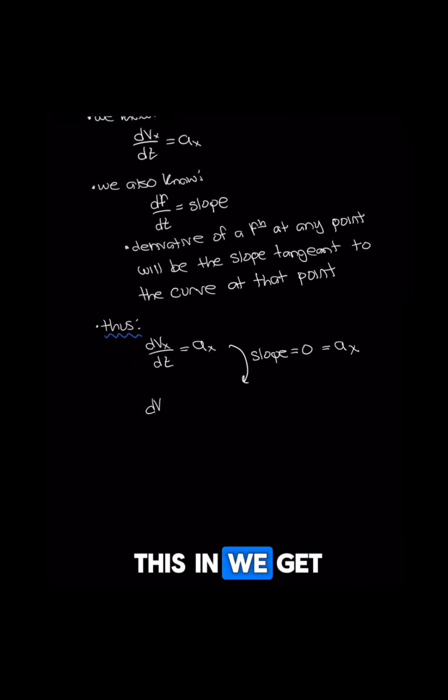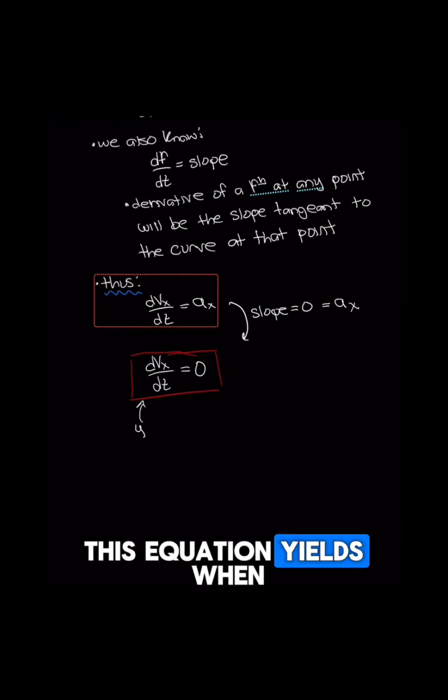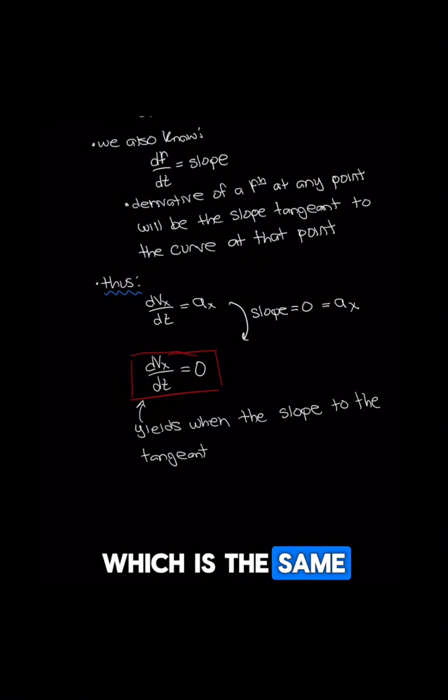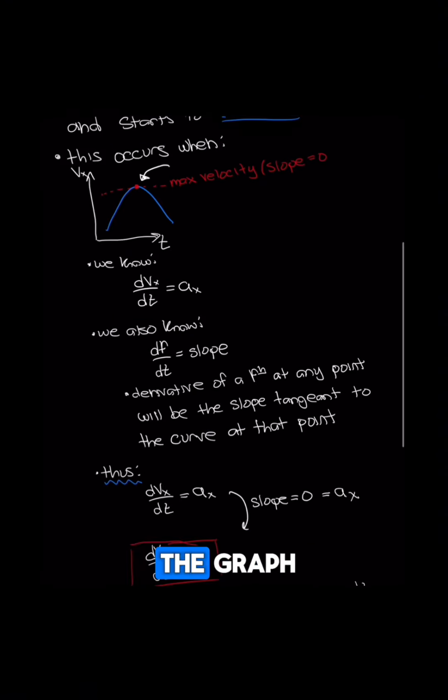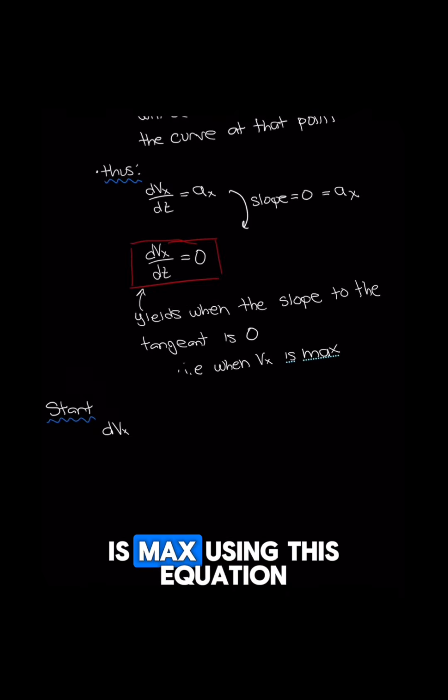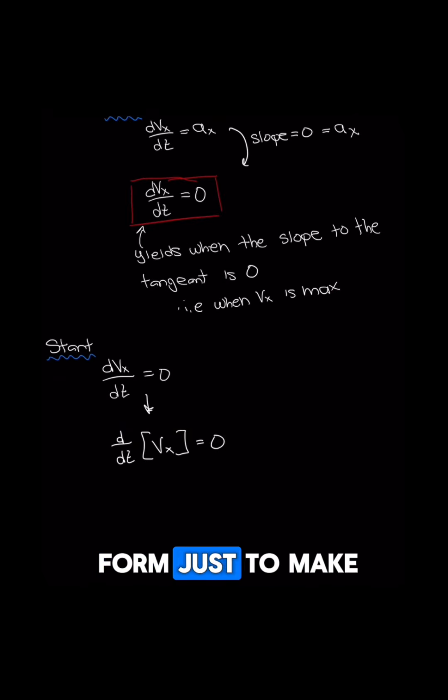So if we plug this in, we get this expression here. This equation yields when the slope is equal to 0, which is the same as when the velocity is maximum. As we can see, the velocity is maximum when the slope is equal to 0 on the graph. Now we can solve for when the velocity is max using this equation. We write it in this form just to make it more clear.